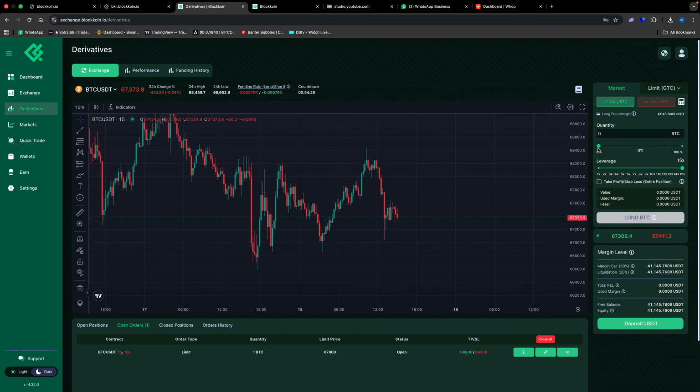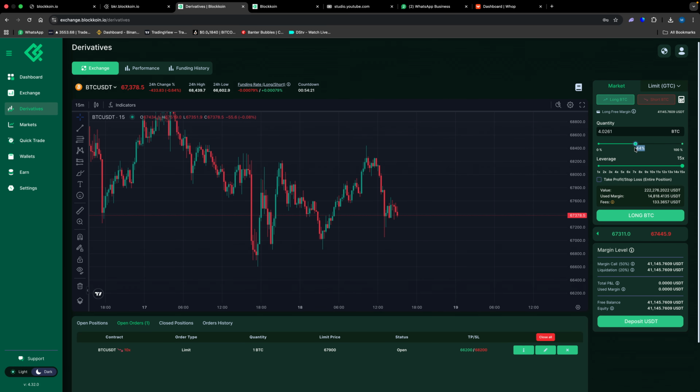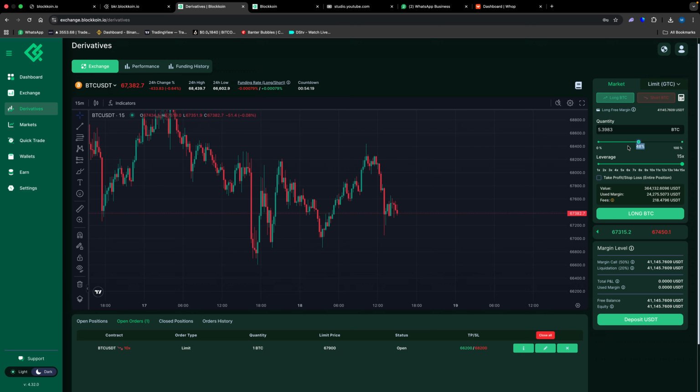If I increase the size over here, even a small move against me creates a larger dollar loss. As you can see, when I increase it, the Bitcoin amount that I can buy goes significantly higher. So that means my exposure increases. Higher exposure means either a larger potential profit or, in most cases, a larger potential loss. And if I just bring this back down, smaller size equals controlled risk.